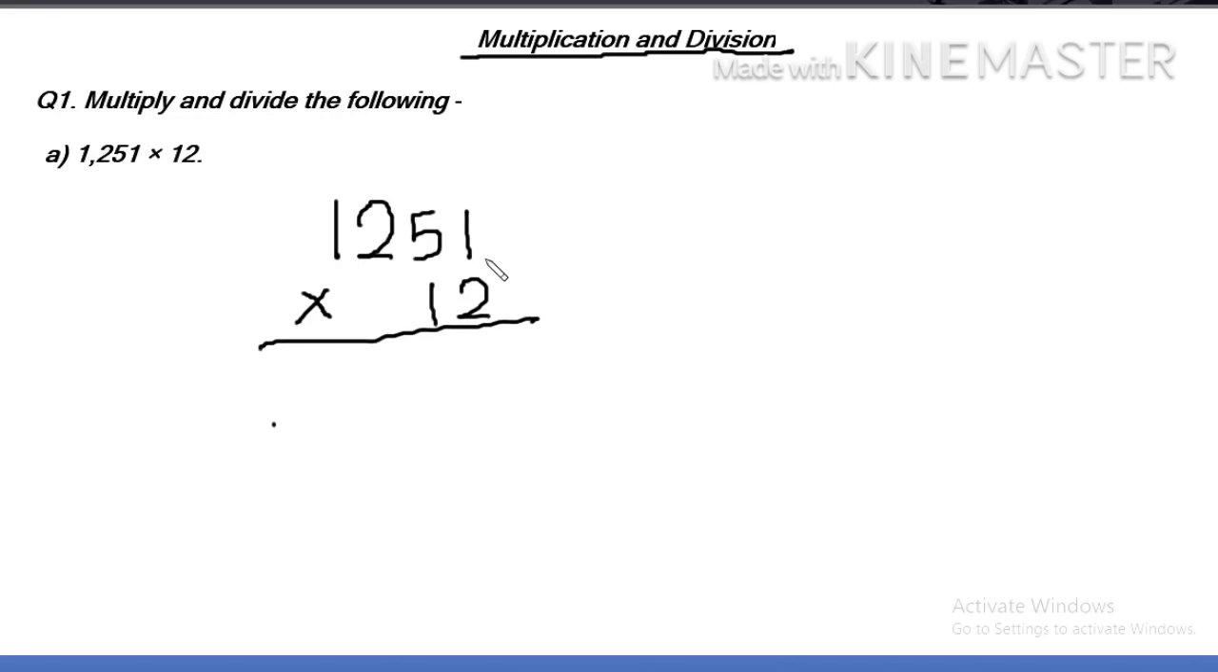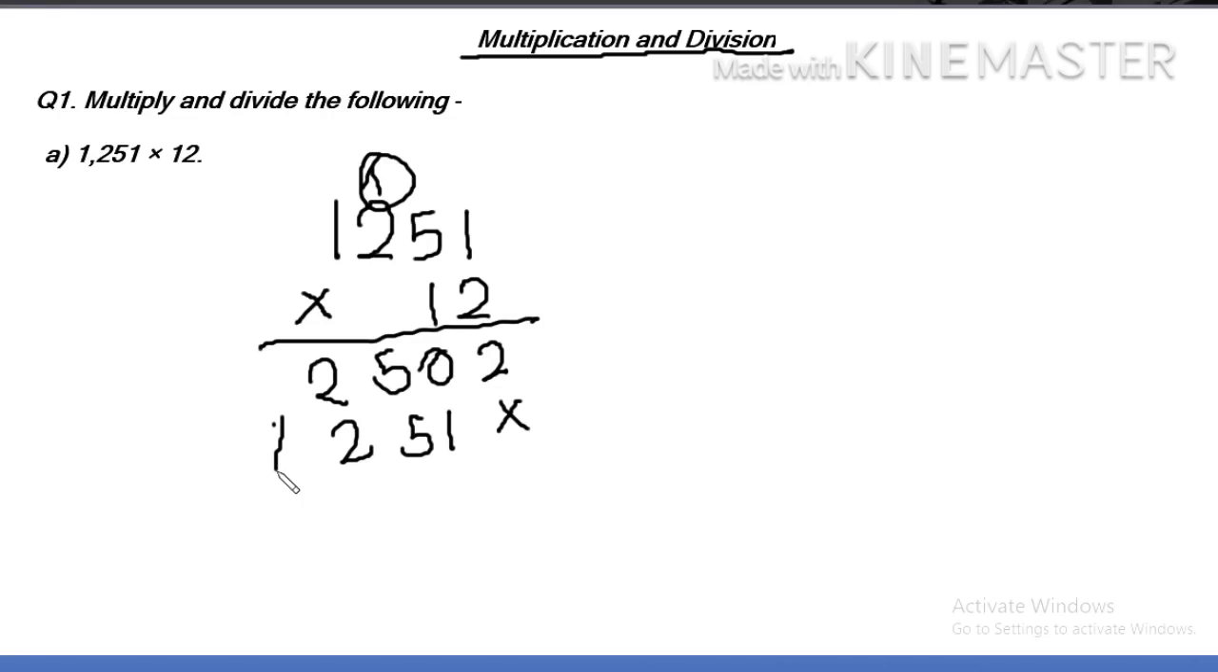Two into 1 is 2. 2 5s are 10, 1 carry over. 2 2s are 4 plus 1, 5. 2 1s are 2. 1 1s are 1. 1 5s are 5. 1 2s are 2 and 1 1s are 1. Let's add them.